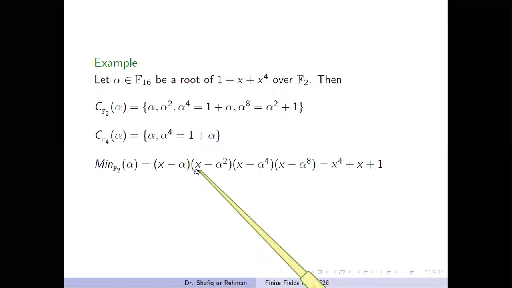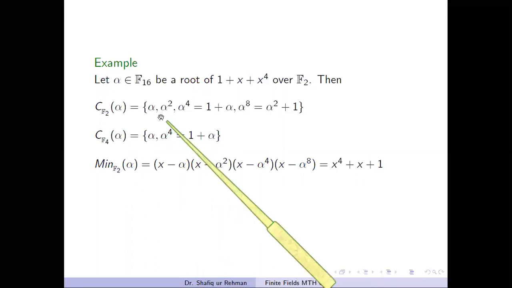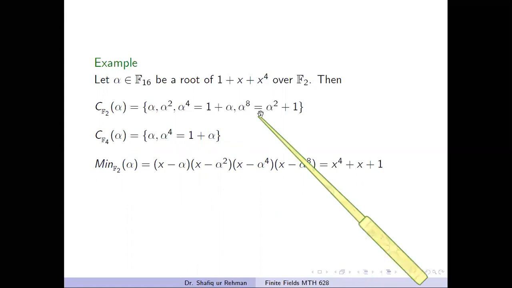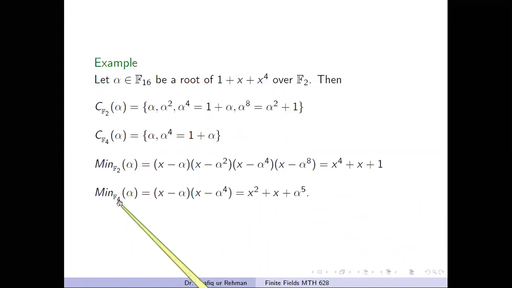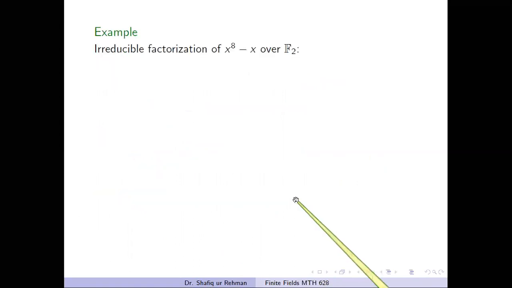And also notice that by using these conjugates, we can also write the minimal polynomial. For instance, the minimal polynomial of alpha over F2 can be obtained by taking the linear factors from these roots and multiplying them, and we get this. But if we consider it over F4, we will get this.